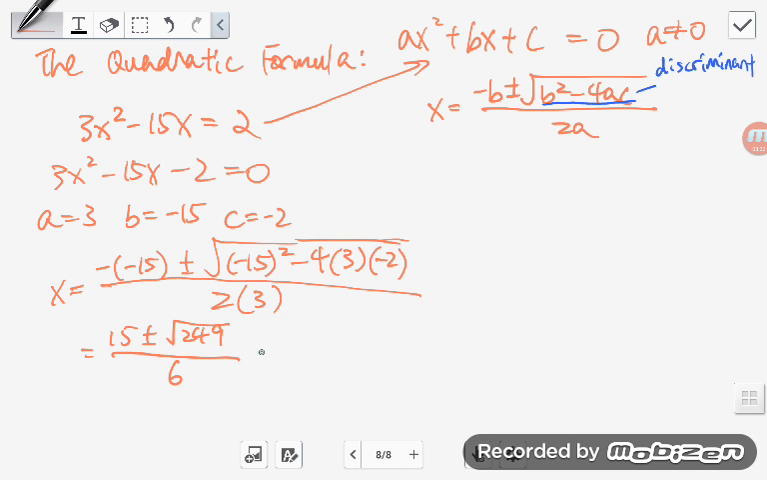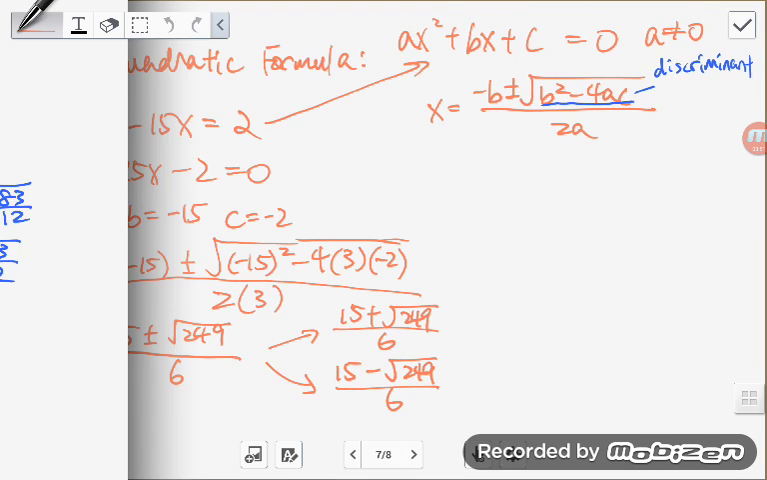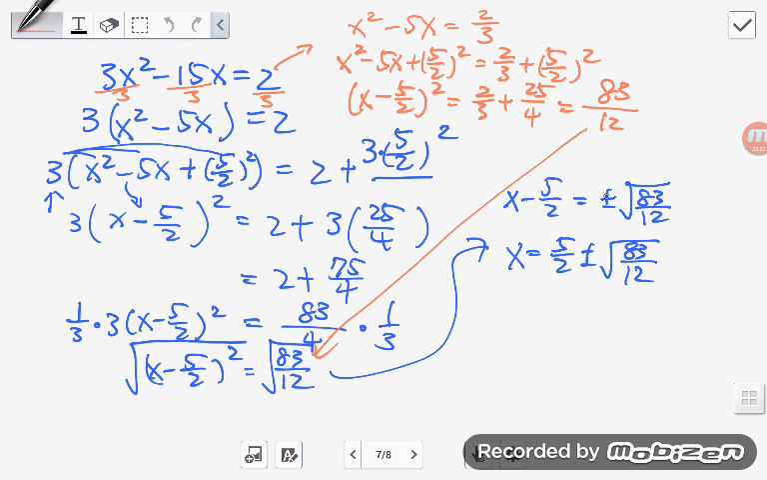And so I have two answers. One of them is 15 plus square root 249 over 6. And my other answer is 15 minus square root 249 over 6. So let's see if my answers match. Oh, they don't, right? They don't look the same, but does it mean they are different?